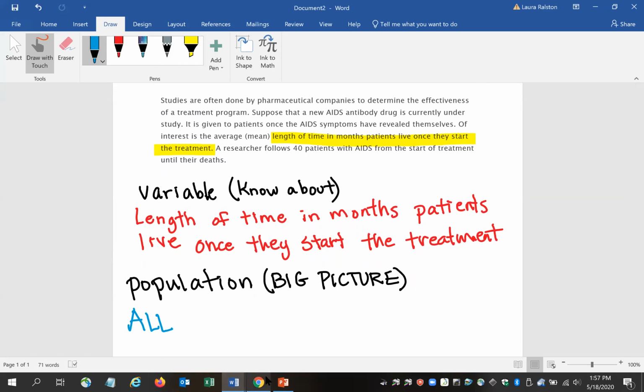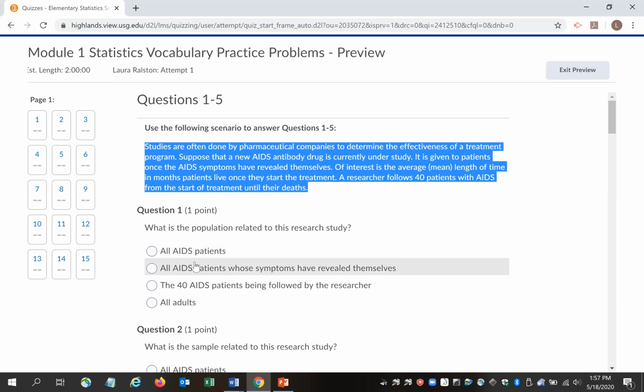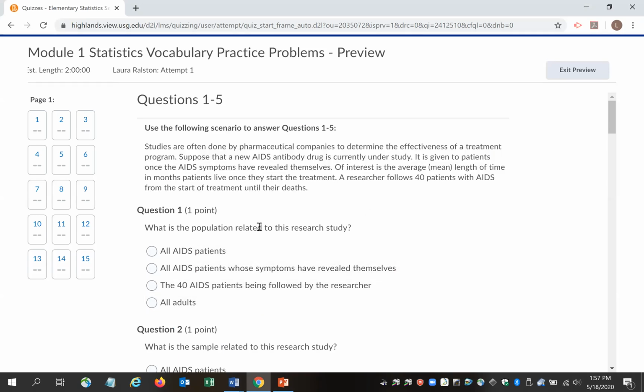Now, I am going to go back out here for a minute to D2L. Look at your choices here, okay? The first question that they actually ask you here is, what is the population? Okay, so it gives you the options: all AIDS patients, all AIDS patients whose symptoms have revealed themselves, the 40 AIDS patients being followed by the researcher, or simply all adults.